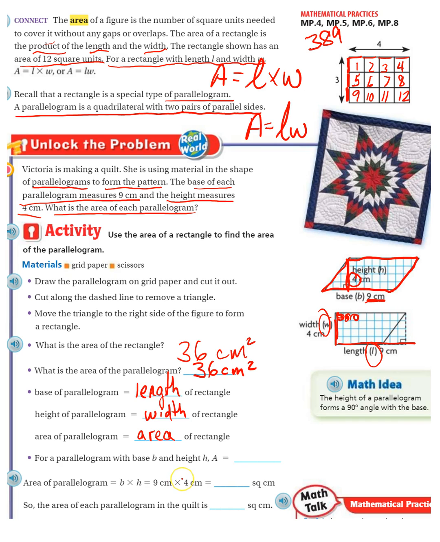For a parallelogram with a base B and a height H, A equals B times H, or we can say B times H, same thing. Area of a parallelogram equals base times height, and then 9 times 4 we already said was 36, and it's square centimeters. This is SQ centimeters, or you can write it as centimeters squared like this. Either way, this way or this way is fine. So the area of each parallelogram in her quilt is 36 square centimeters.